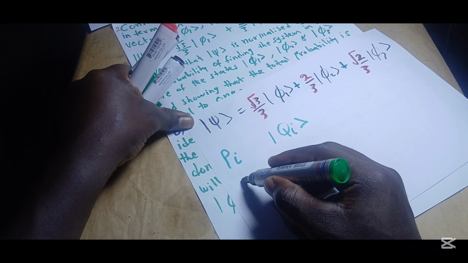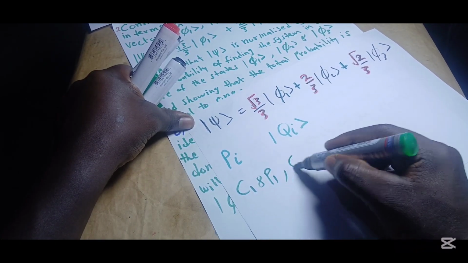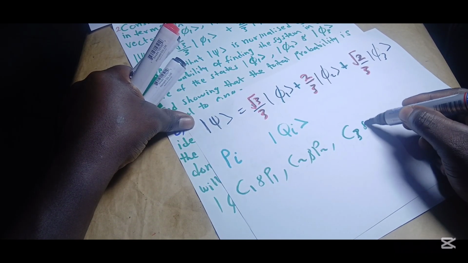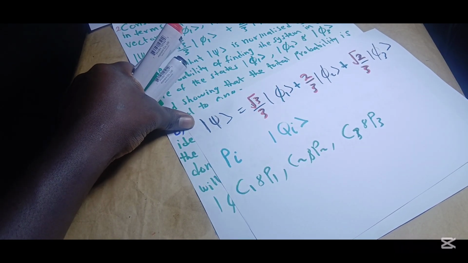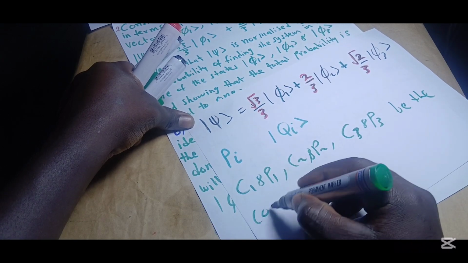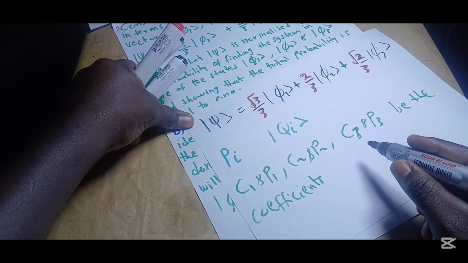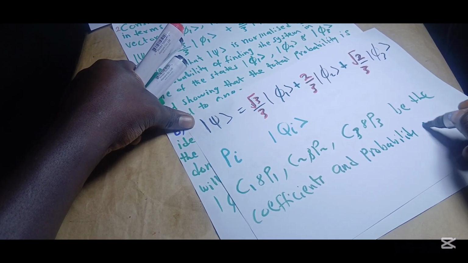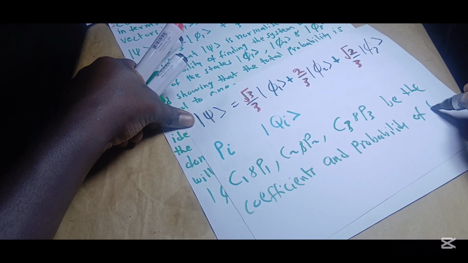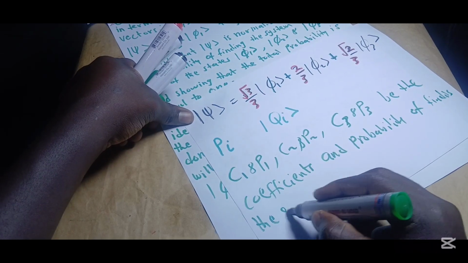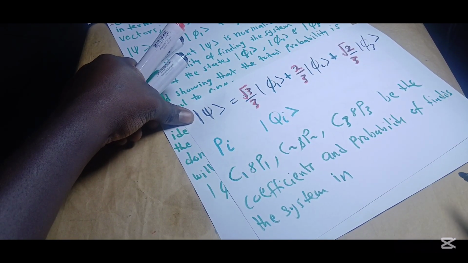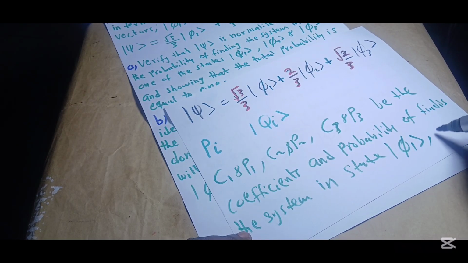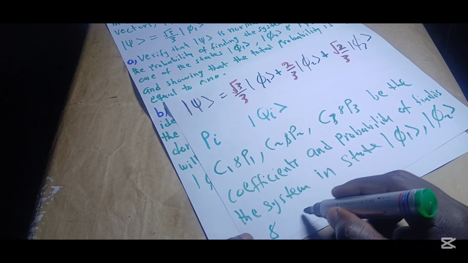So we can say let C1 and P1, C2 and P2, C3 and P3 be the coefficients and probability of finding the system in state phi 1, phi 2 and phi 3.